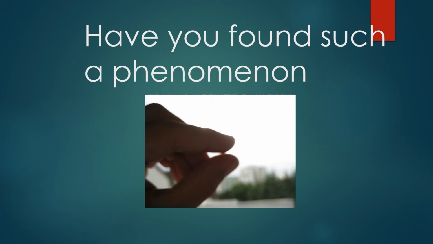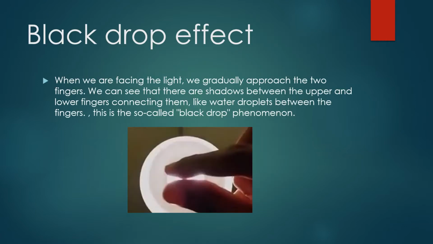Have you ever noticed such a phenomenon? You put your thumb and forefinger toward the light and gradually approach the light, and when they are about to touch but not touching, you see that the shadow between the fingers has been connected together, as if pinching a drop of water. This magical phenomenon is called the backdrop effect.